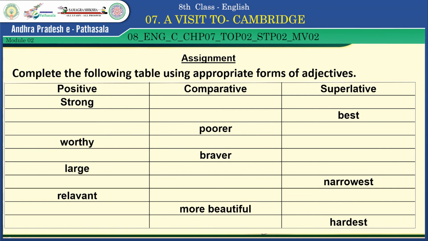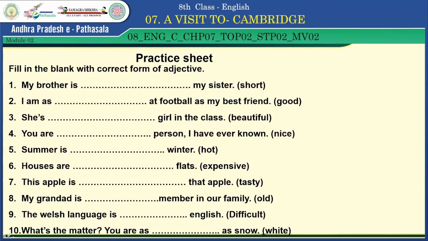Now, children, let's see the practice sheet. Children, complete the practice sheet. Fill in the blanks with the correct forms of the adjectives given. First one: my brother is my sister, short. Adjective given: I am as good at football as my best friend. Good. She is the most beautiful girl in the class. Beautiful. You are the nicest person I have ever known. Nice. Adjective given: summer is hotter than winter.